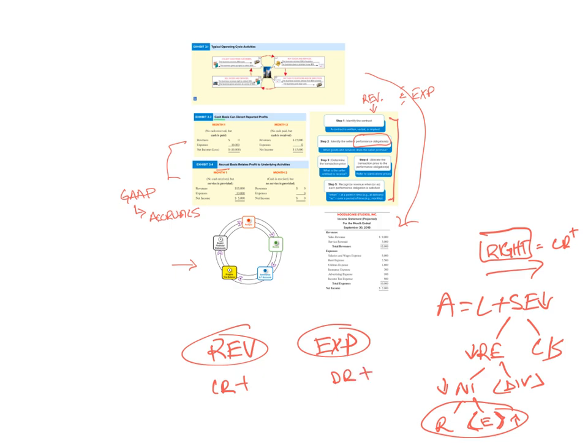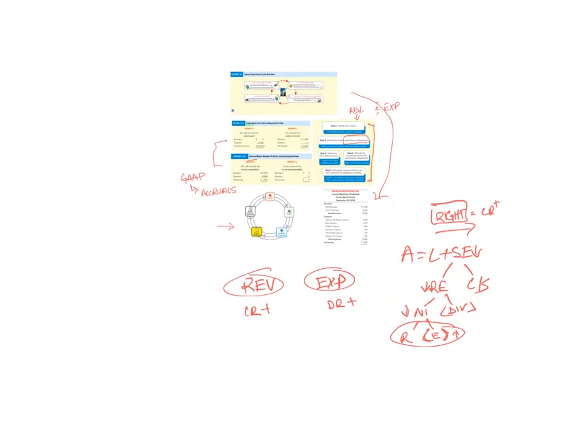Remember, each of these can have 3 different scenarios due to the timing of cash receipts and revenues and cash payments and expenses. Ultimately, when we record the accounting impacts of revenues and expenses, we create the foundation for the income statement.